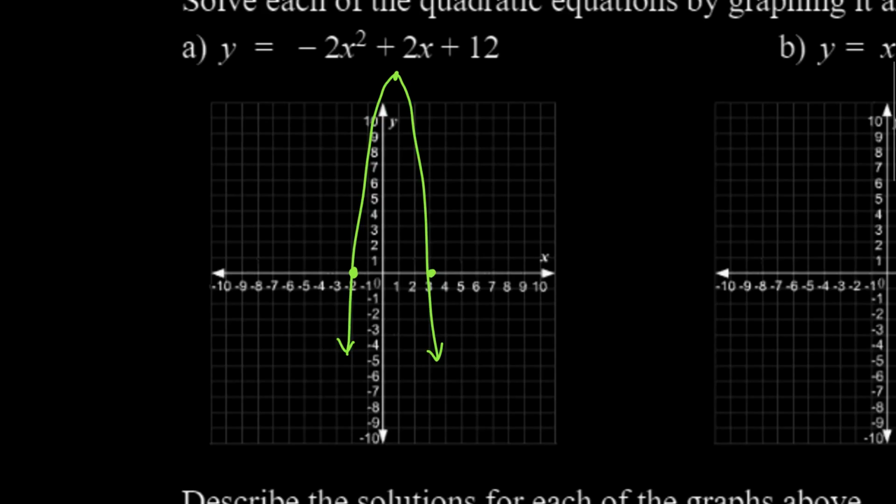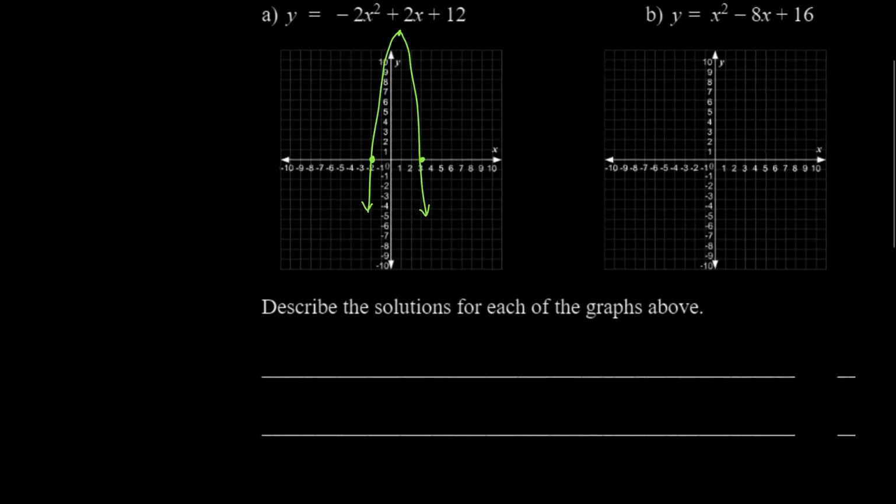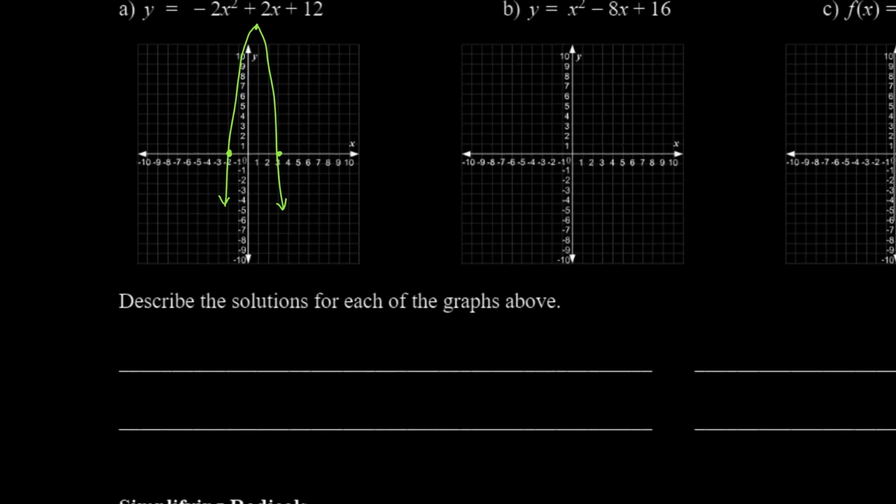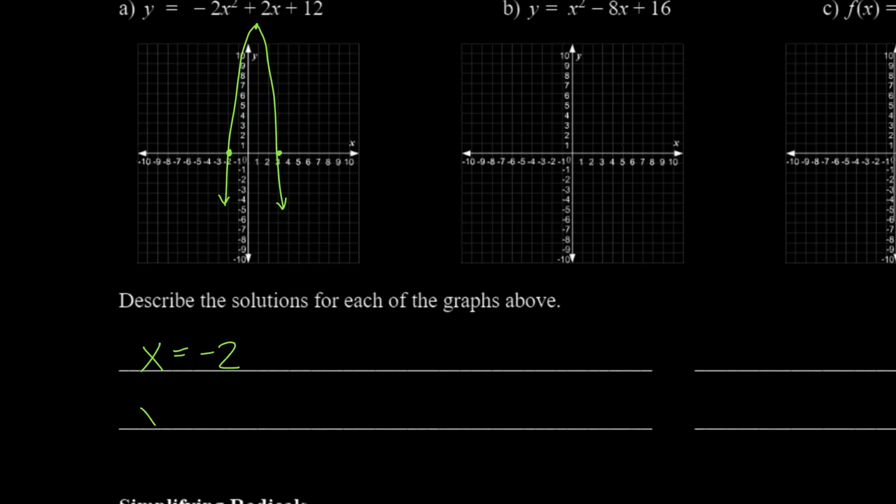Now, from this, it was clear the intercepts were at -2 and 3. So, how many solutions did it have? 2. And what were they? Perfect. X equals -2 and x equals 3. These are our solutions.